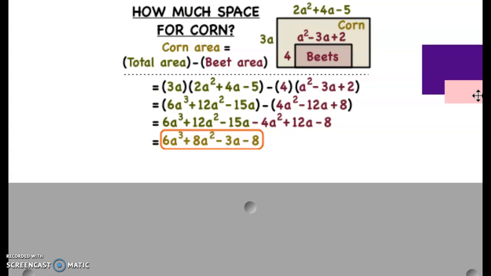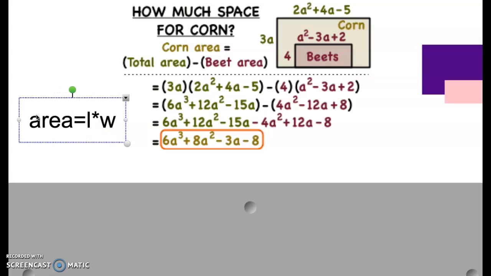So really setting this one up, on the side of your paper, make sure you know area equals length times width, right? And that's what we did. We did length times width minus length times width to give me the area of the majority of this garden. Okay, so here's one type of word problem.